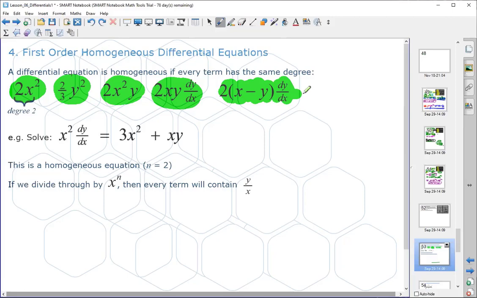Degree 2. So what happens if you take an x and you minus a 2x? What's the answer?